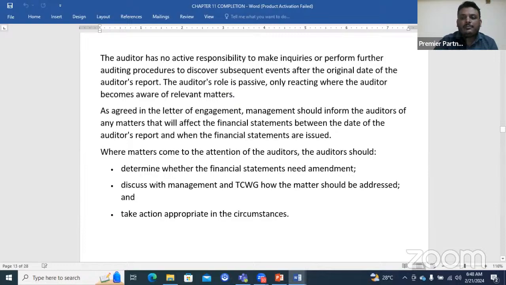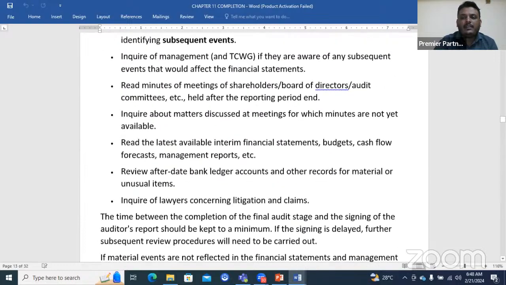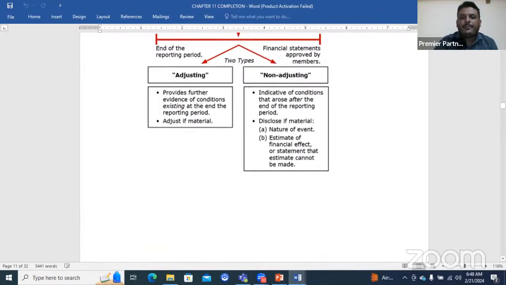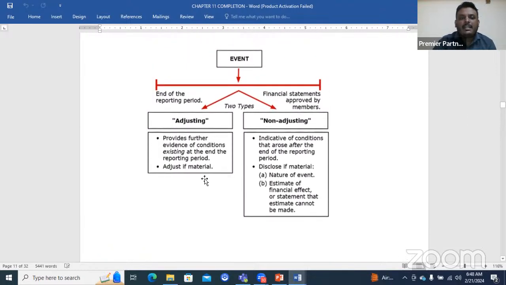One is adjusting event. The other one is non-adjusting events. So here see, if it is an adjusting event, it means you should adjust the financial statement. Non-adjusting event, right? If it is affecting going concern, it is treated as what? Adjusting event. But if it is not affecting going concern, then if it is material, disclosure is required.